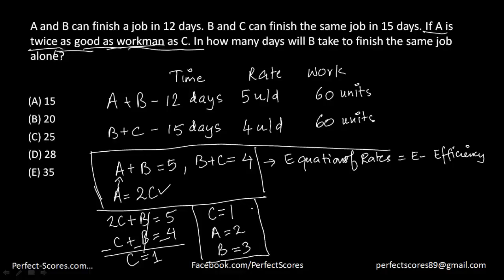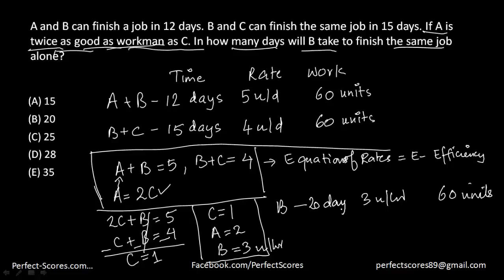Now these are nothing but the rates as well. The question says how many days will B take to finish the same job. So B finishes 3 units per day, and the total work is 60 units. That means B is going to take 20 days to finish the same job, right?